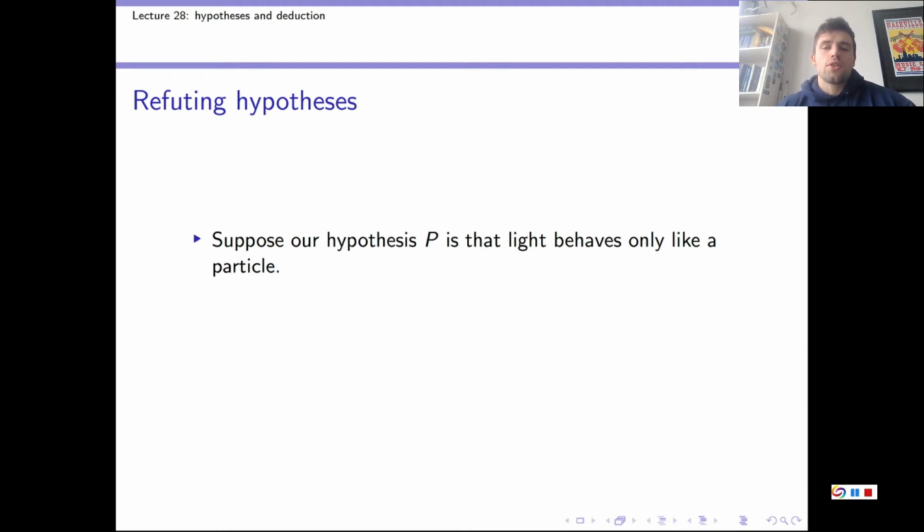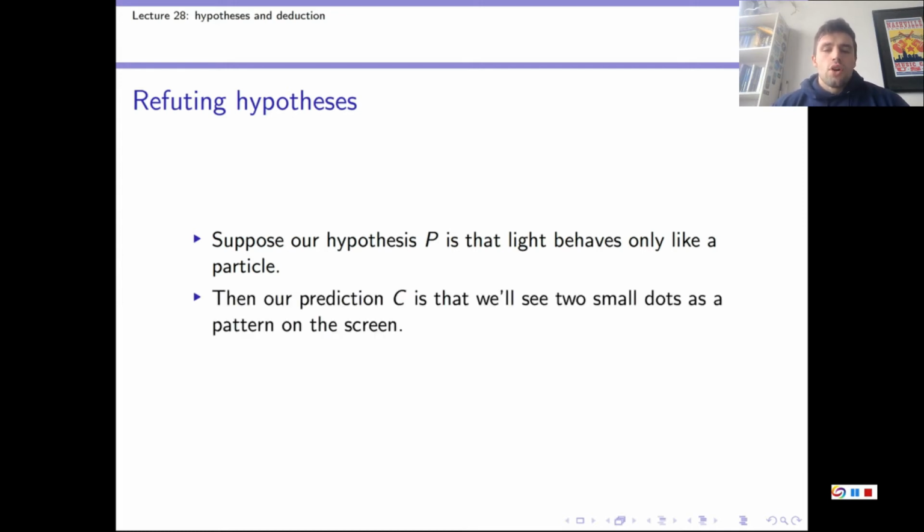A bunch of electrons pass through one slit, and they all continue on in a straight line and hit the screen behind the first slit, and similarly, a bunch of electrons pass through the second slit, they all continue in a line, and they hit the screen behind the second slit. That's how particles behave. So what we end up with would be two concentrated spots of light. Then this, two concentrated spots of light on the screen, is a prediction, let's call it C, made on the basis of our hypothesis P, that light behaves like a particle.